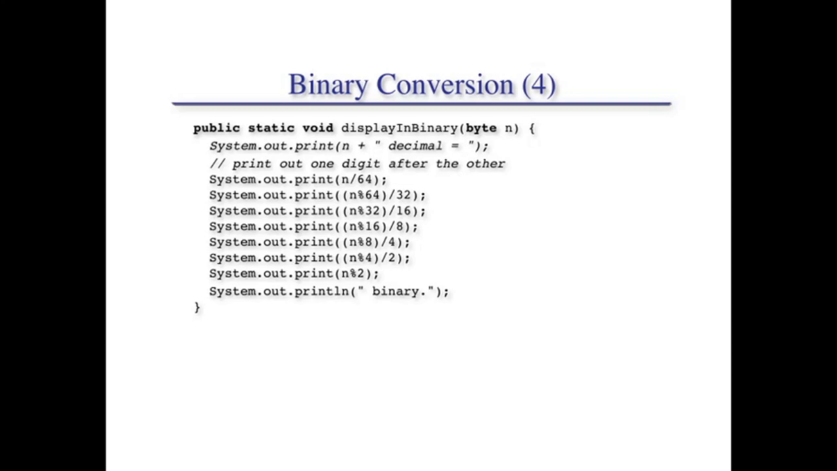If we want to call a function like here, we will write, first of all, it is a static function, so it will be succeeded by the name of its class, then display in binary, and then within brackets we will write any number for which we want to generate the binary code.